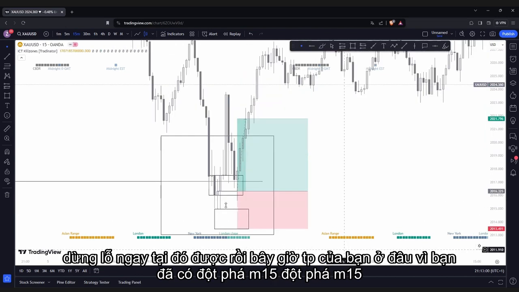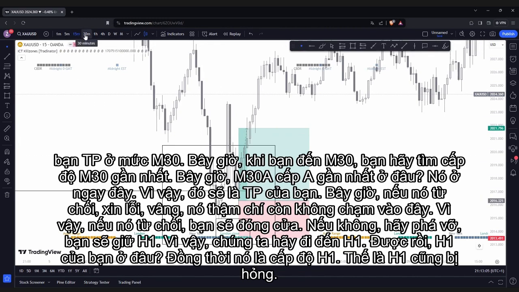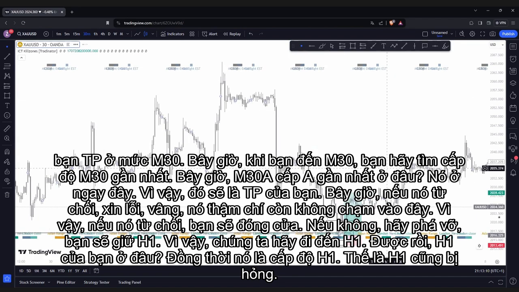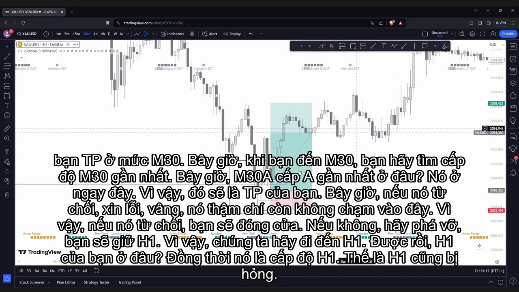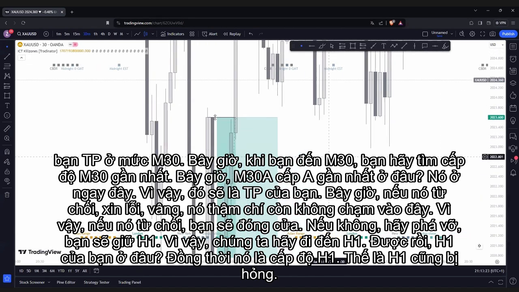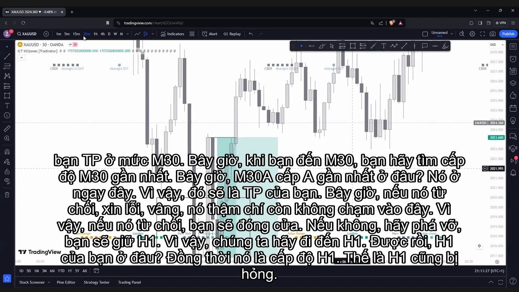Now where is your TP, since you had an M15 breakout? M15 breakout, you TP at M30. Once you go to the M30, you look for the nearest M30 A level. It's right here, so that is going to be your TP. If it rejects, you're going to close. If not, if it breaks, you're going to hold to the H1.